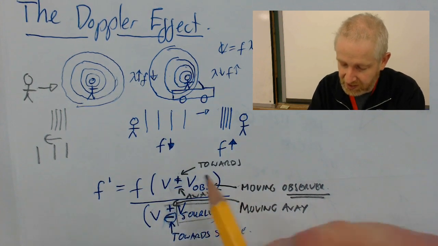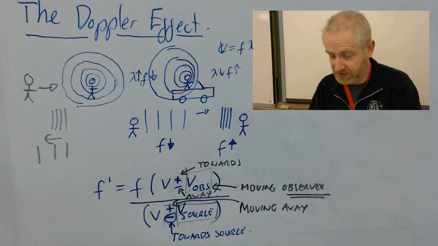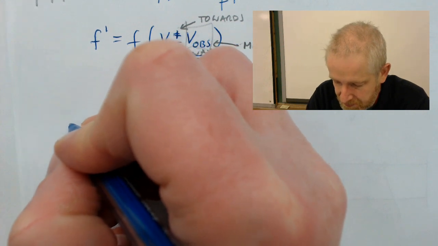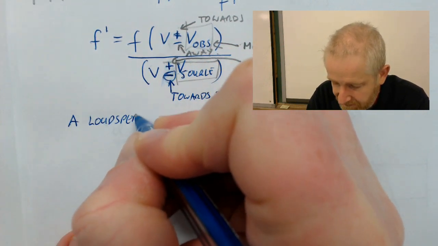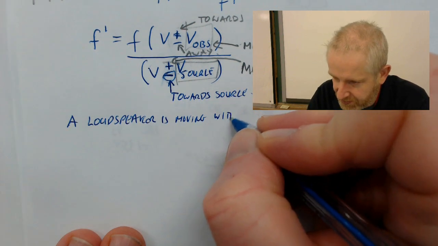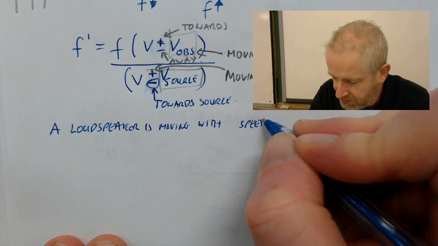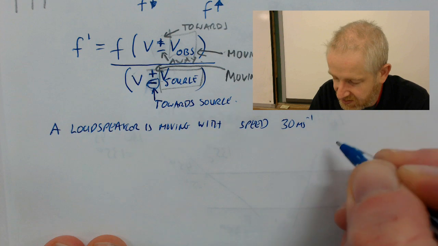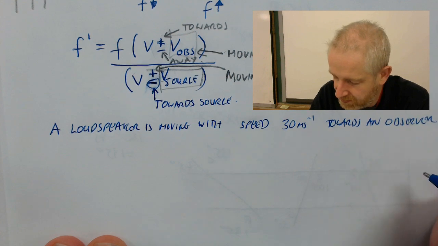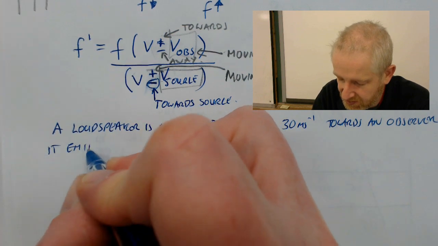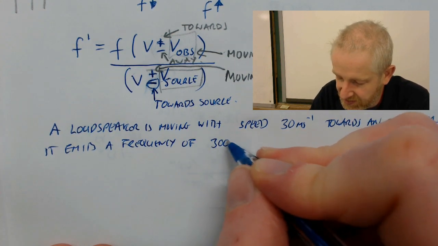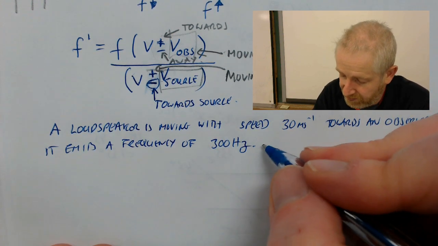We've got a moving source down the bottom and a moving observer up the top. Looks scary, but it's not. Let's have a little bit of a glance at it, see if we can use it. So here we go. A speaker, a loudspeaker, is moving with speed 30 meters per second towards an observer. It emits a frequency of, let's say, 300 hertz. What frequency does the observer hear?